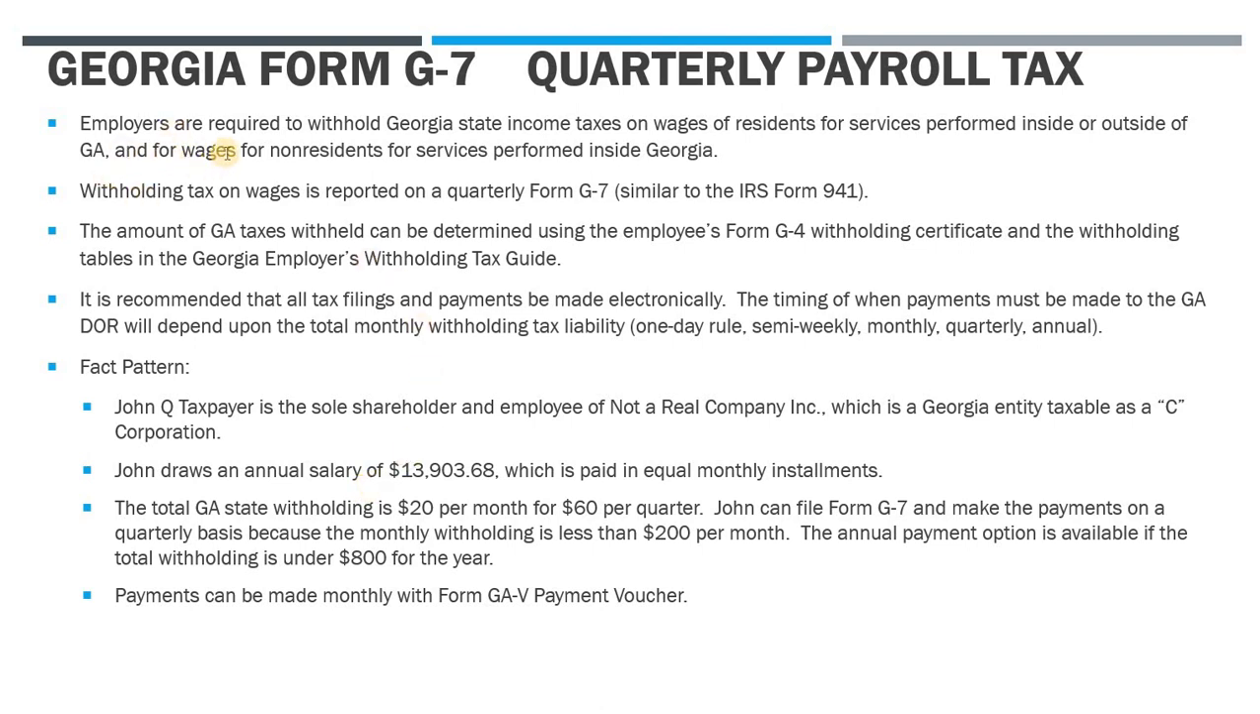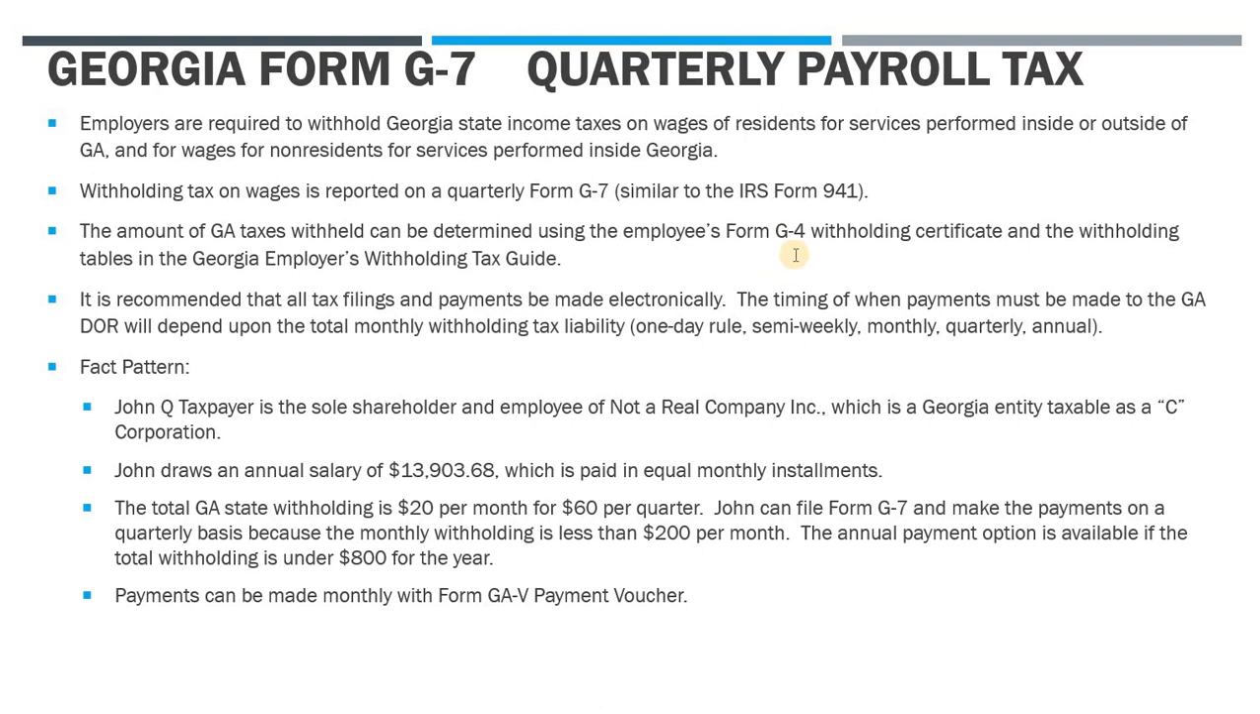So generally, if you are an employer based in Georgia, or you might have people working for you in Georgia, employers are generally required to withhold Georgia state income taxes on those wages, and then in certain cases also required to withhold on wages for non-residents that are performing services inside the state. Now, this withholding tax is reported on a quarterly Form G-7. It's kind of like the IRS Form 941 that's filed every quarter, but there's some differences, and a lot less information is reported. The amount of taxes that you're going to be withholding depends on a couple things.